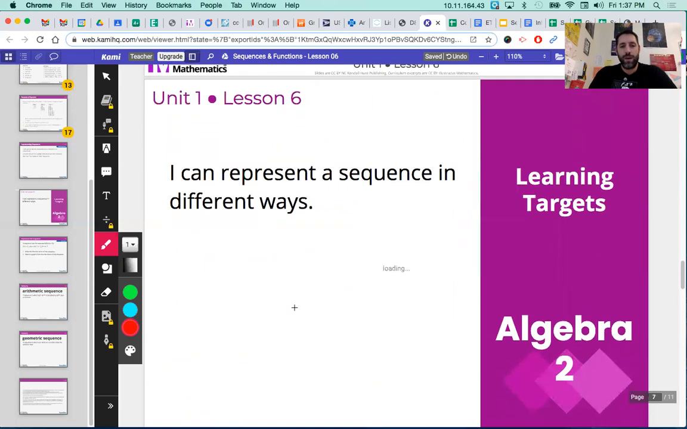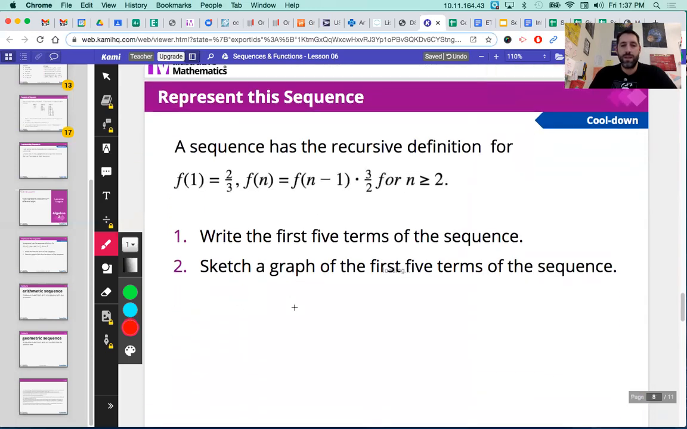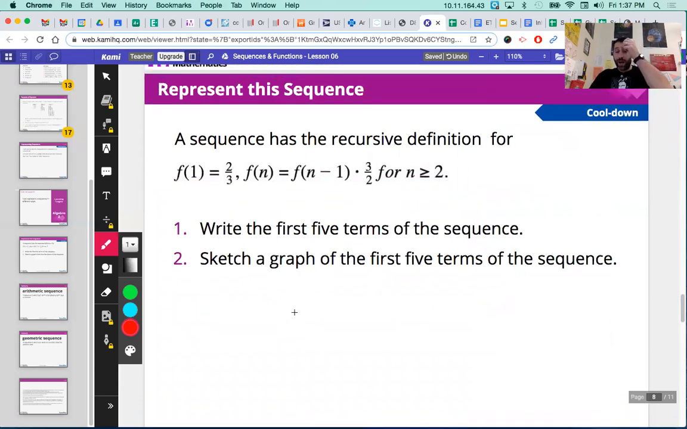All right, I can represent a sequence in different ways. We're not going to do the graph part right now because I think you understand what those look like. But if I want to write the first 5 terms in this sequence, this is the last slide, by the way. This tells me what I start with. F of 1 equals 2/3. So I start with 2/3. And then my next term is equal to the previous term times 3/2.